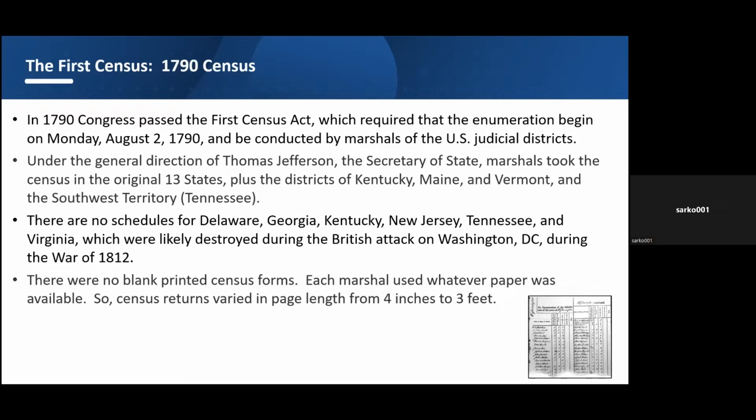There were no schedules for Delaware, Georgia, Kentucky, New Jersey, Tennessee, and Virginia, which were likely destroyed in the British attack on Washington, D.C. during the War of 1812. And there were no blank printed census forms. Each marshal had to use whatever paper they had available. So the census returns during this time, and even on the other earlier censuses, varied in page length from 4 inches to 3 feet long.